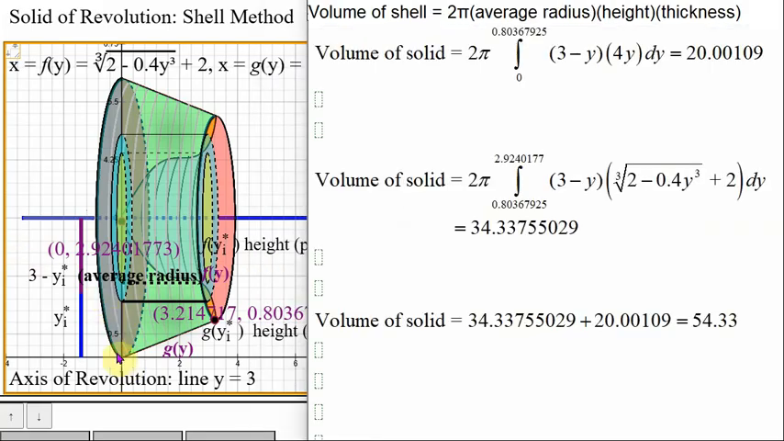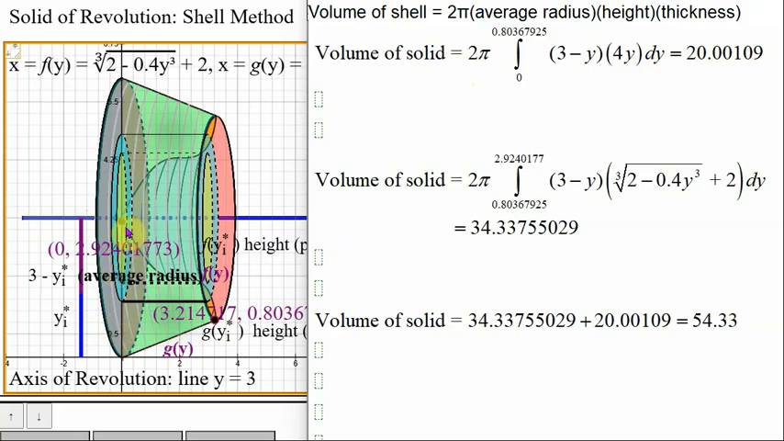And the volume for the part that's from y equal to 0 up to y equal to 0.836 is going to be 2 pi, and then the integral from 0 to 0.8036, and then the radius is 3 minus y. But then once again, from here to here, the height is going to be bounded by the graph g of y, and g of y is 4y. And then evaluating this integral, we get 20.00109.